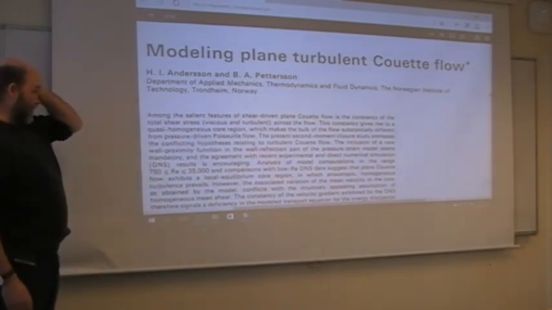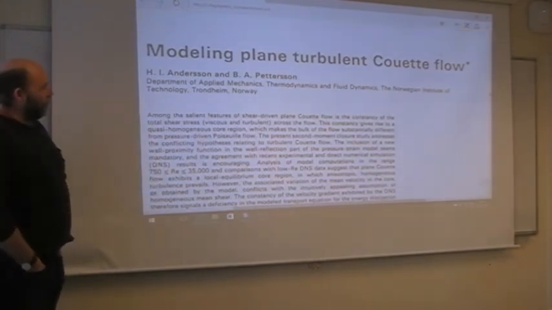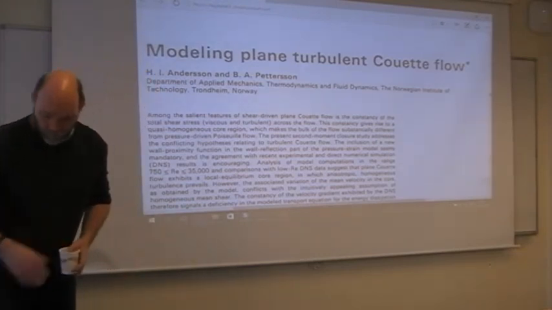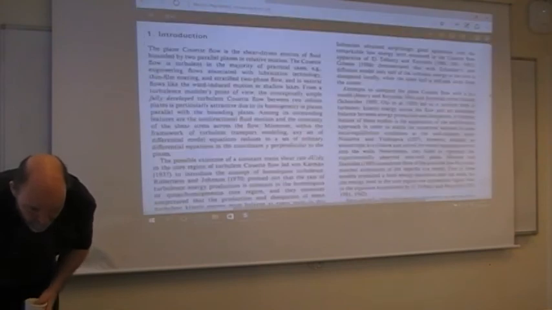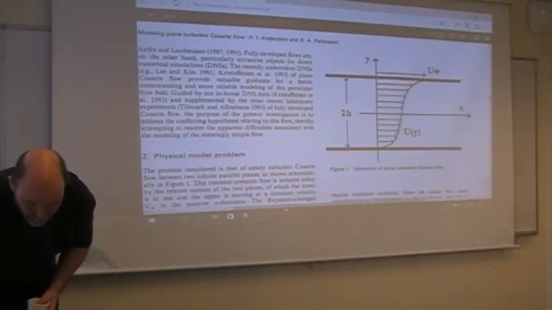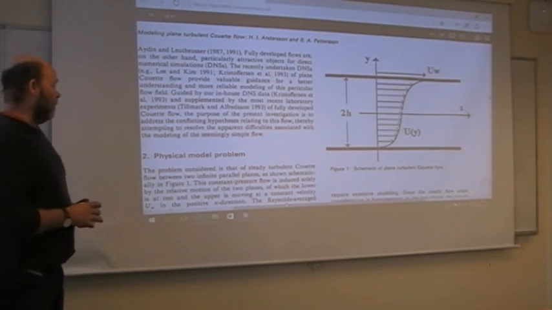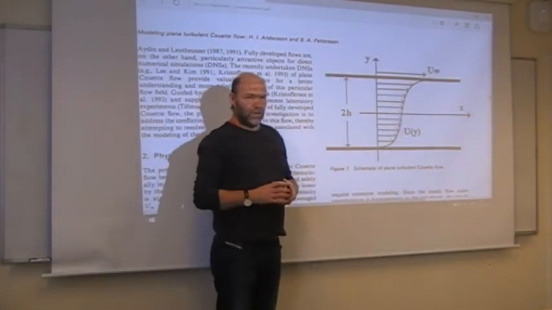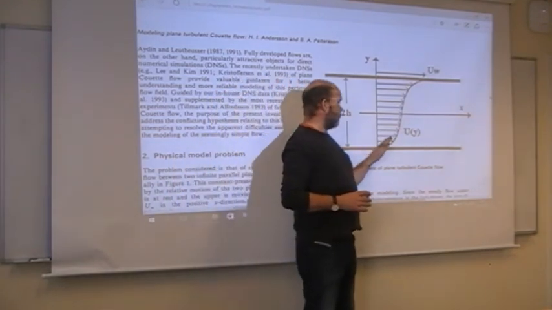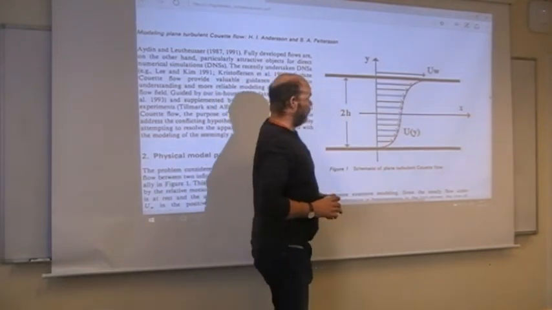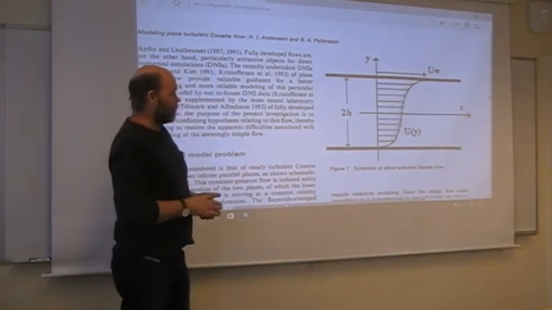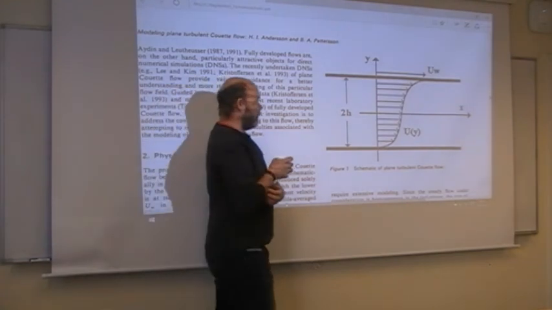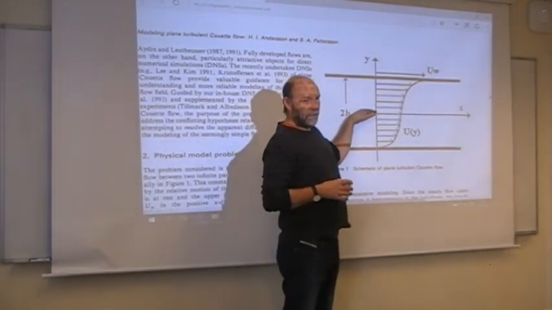The last example is a turbulent Couette flow. So the geometry should then be something like this. Bottom wall stands still, top wall is moving with a constant velocity. For a laminar flow, you will have a straight line. A turbulent flow will produce this S-shaped velocity profile. It will still be symmetric around the center line.